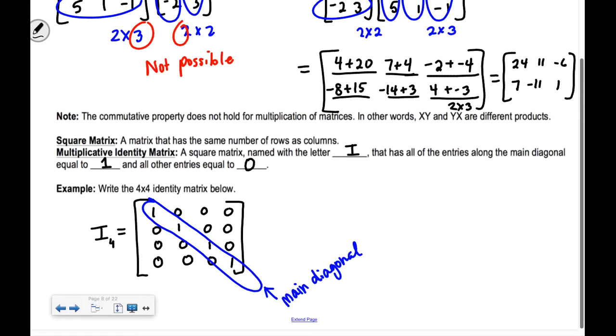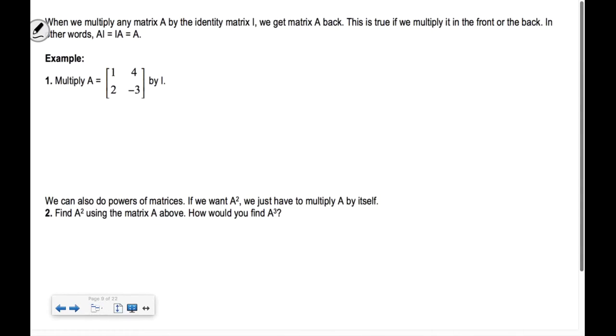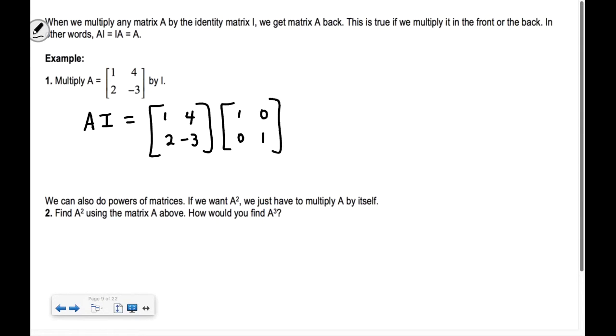Okay, so let's test those. It says when we multiply any matrix A by the identity matrix I, we get matrix A back. This is true if we multiply it forwards or backwards, so in this case it is commutative. A times I ends up being the same as I times A. So multiply A by I. A is 1, 4, 2, negative 3, and the identity is 1, 0, 0, 1.